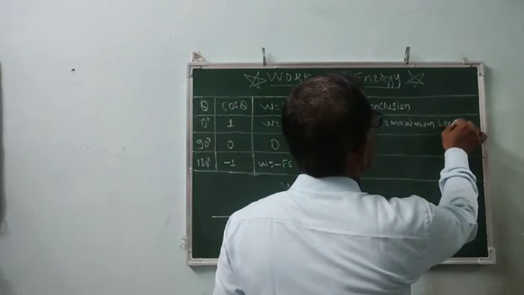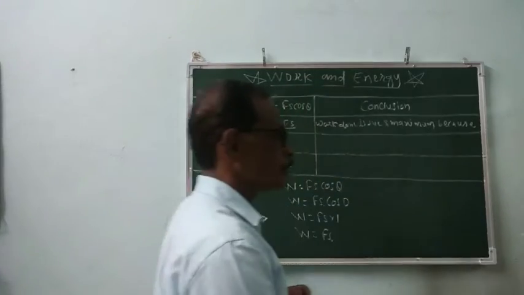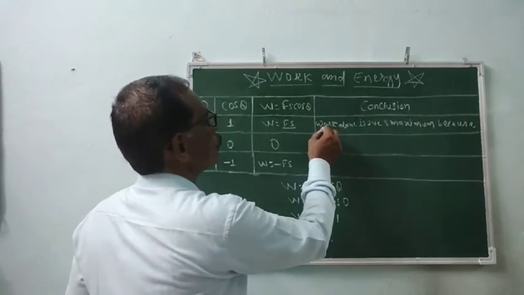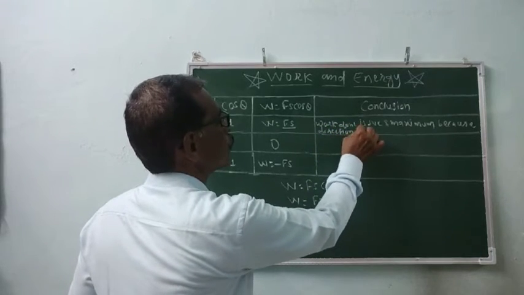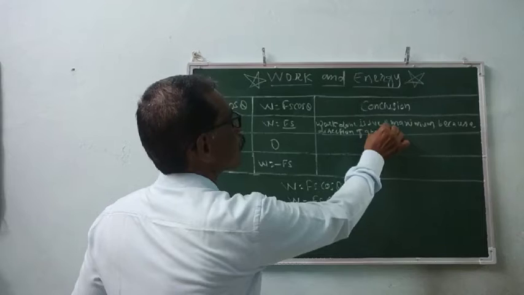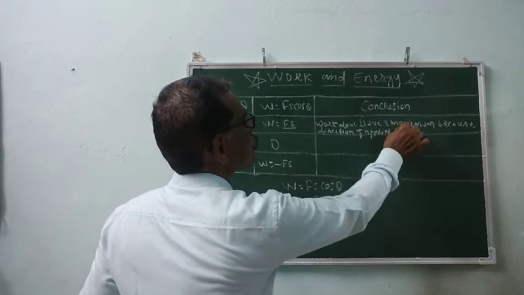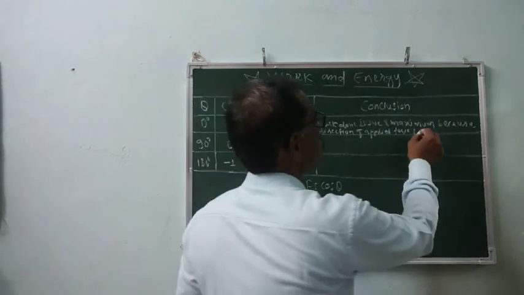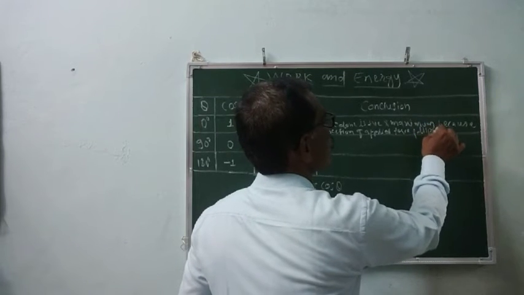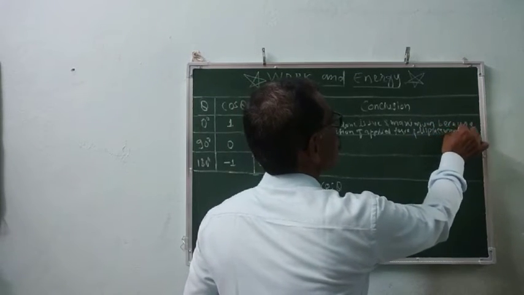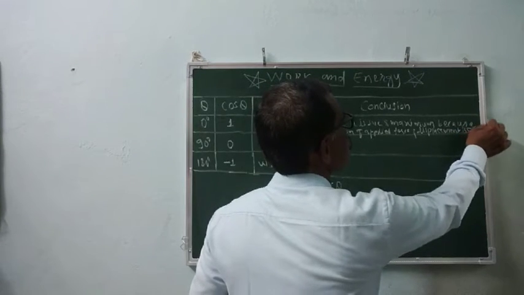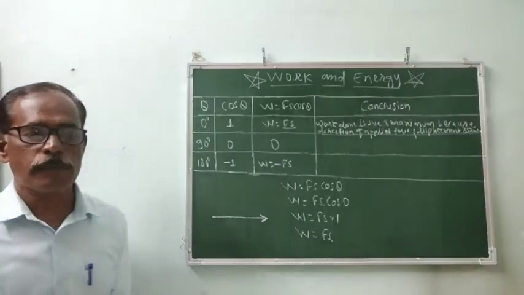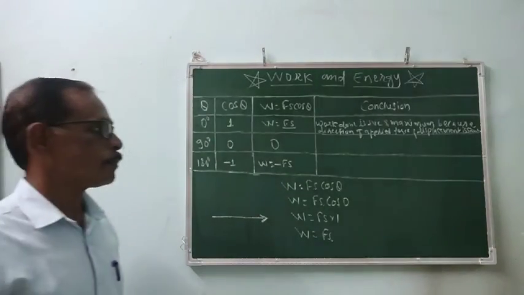Why is work done positive and maximum? Because the direction of the applied force and displacement is the same.